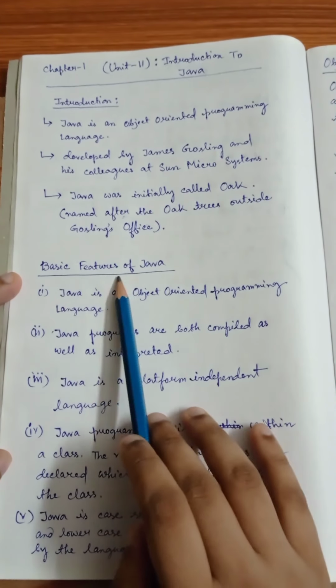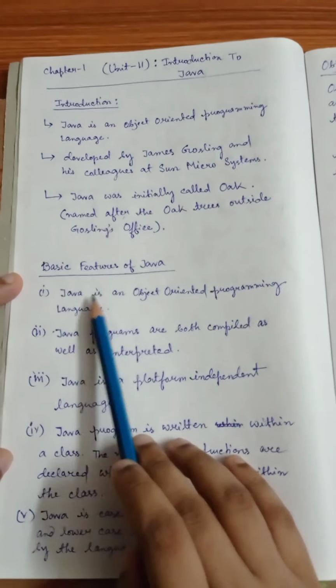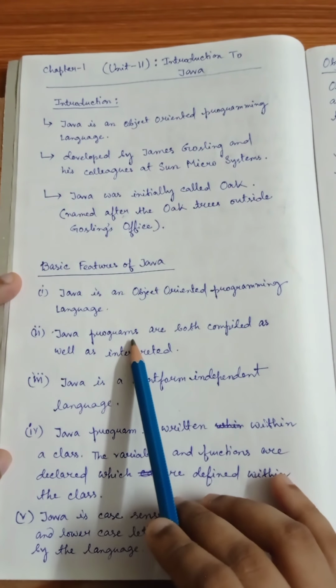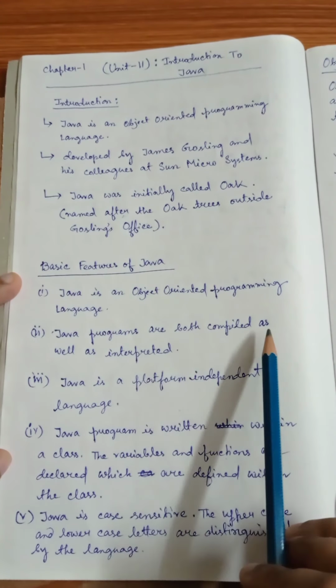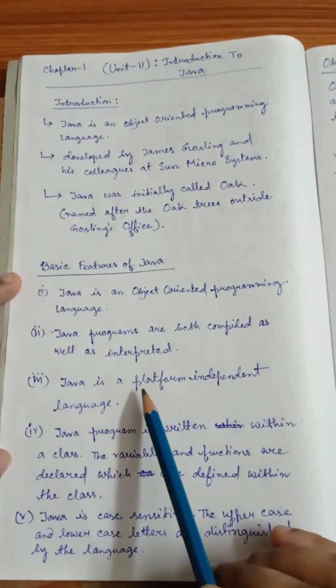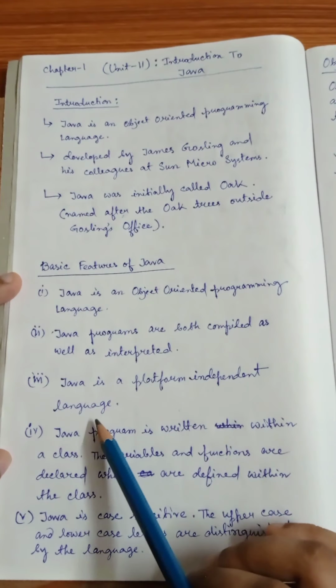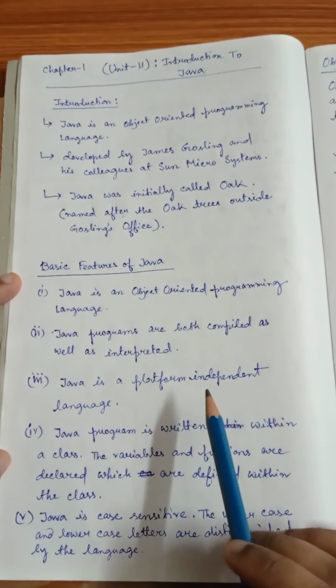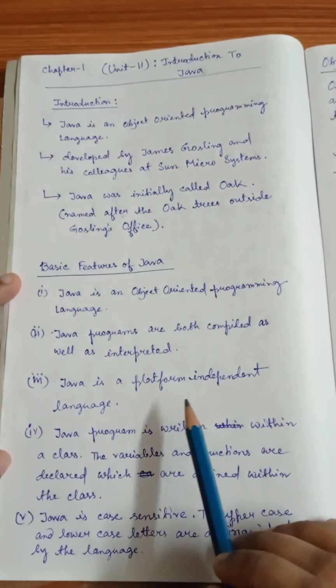Next is basic features of Java. Java is an object-oriented programming language. Java programs are both compiled as well as interpreted. Next feature is Java is a platform independent language. Platform independent means machine independent or operating system independent.